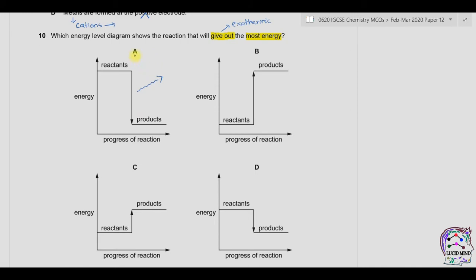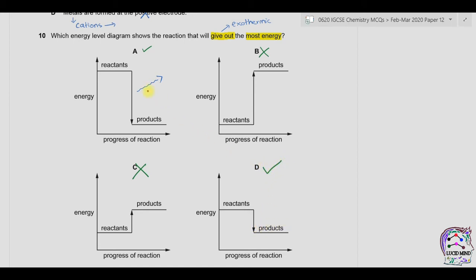We have 4 options, A, B, C and D. And we can see that in A, the products have less energy as compared to the reactants. So A is an exothermic reaction, so it could be A. In B, the products have more energy, so therefore this is endothermic. In C, again products have more energy, so this is also endothermic. In D, products have less energy, so this is an exothermic reaction.